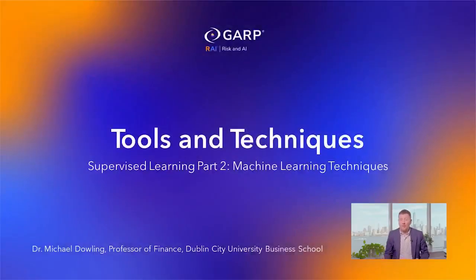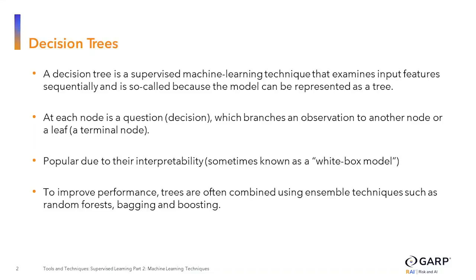Welcome to Chapter 4 of Tools and Techniques. This is the second chapter related to supervised learning. In the previous chapter, we looked at econometric techniques that can be used in machine learning. Now we're looking at pure machine learning techniques. The big technique that we can look at is decision trees.